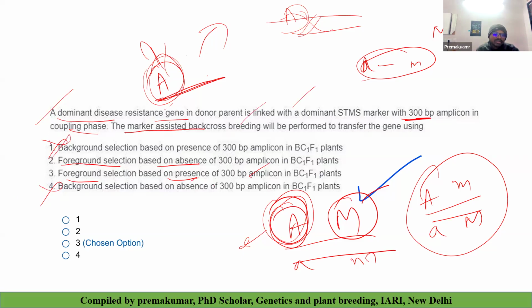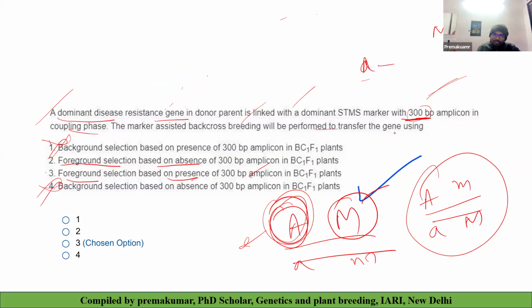You can straight away cancel the background selection till the foreground selection. They are in coupling phase. They are producing a band, which means the band is present, the gene will be present. If it is in repulsion phase, the band is absent, the gene will be present. Like this, you have to think and you have to answer.